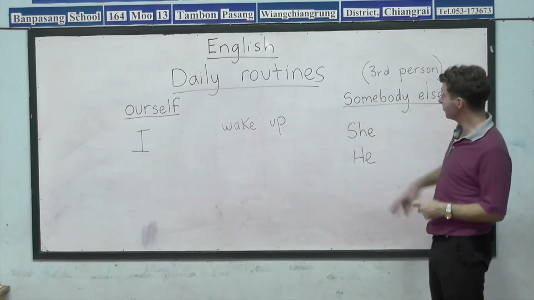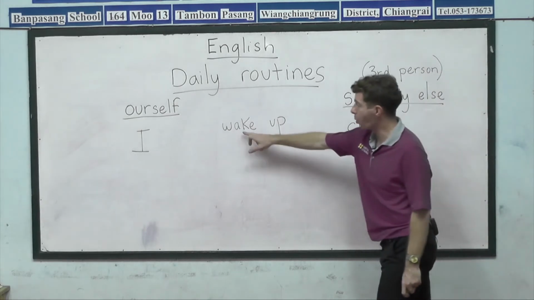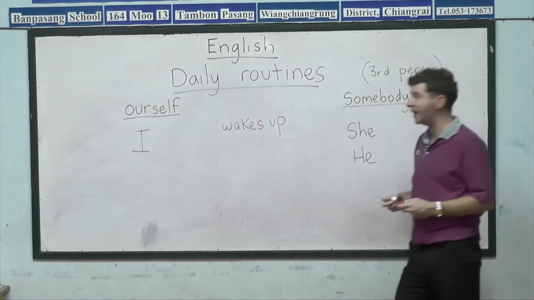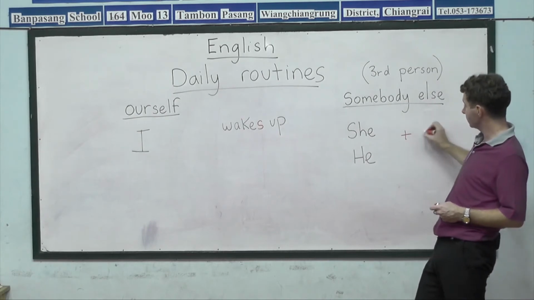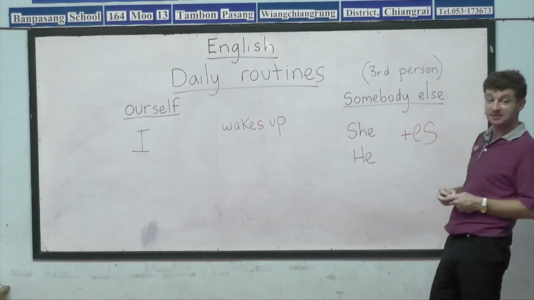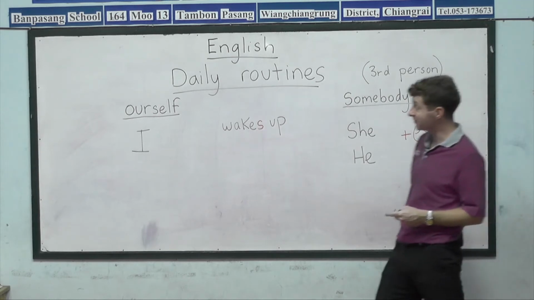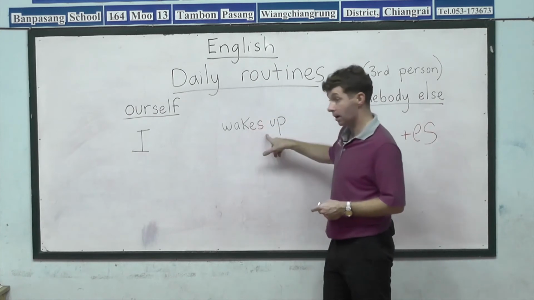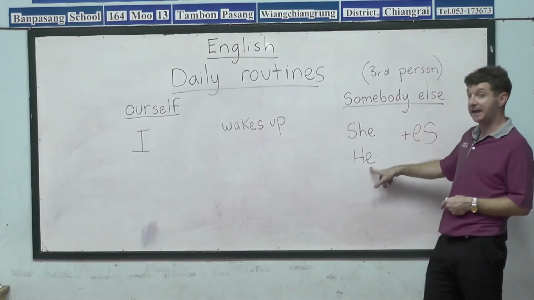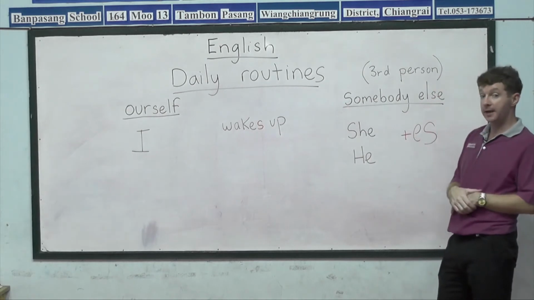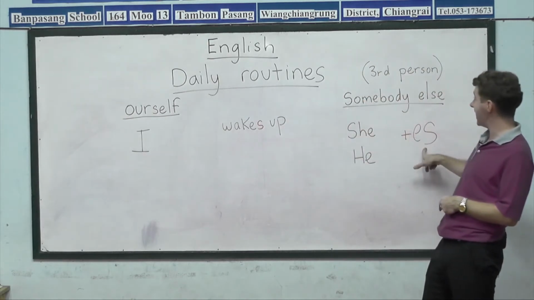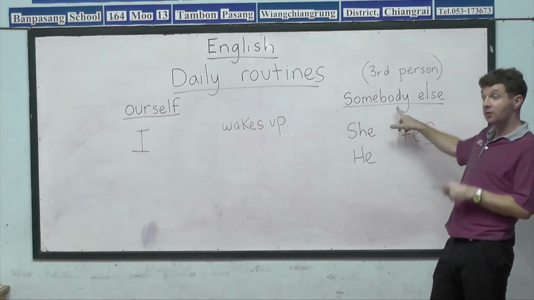S, exactly. We don't say, if it's a girl, she wake up. We have to say, she wakes up, okay? When we talk about the third person, we have to add S or sometimes ES to the verb. So let's practice. I wake up. She wakes up. He wakes up. Okay? For I, we don't need to add S. We only need to add S for somebody else. So let's try one more.